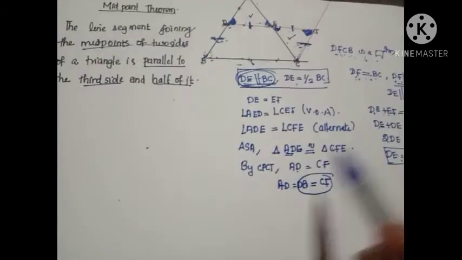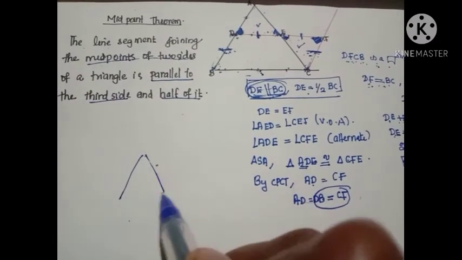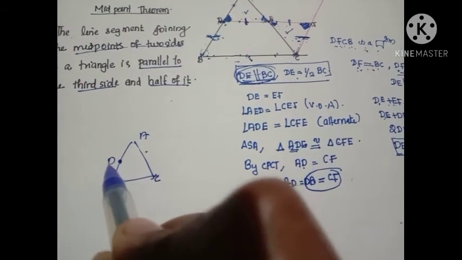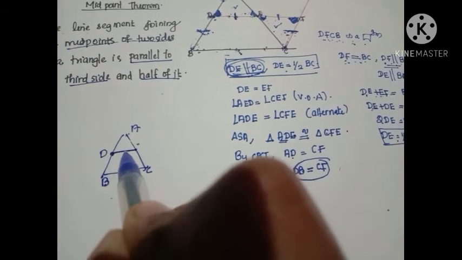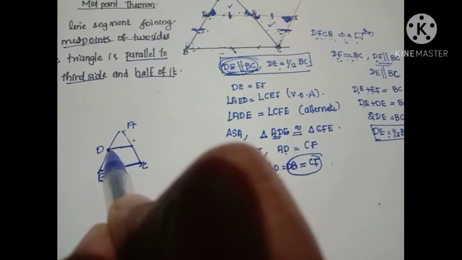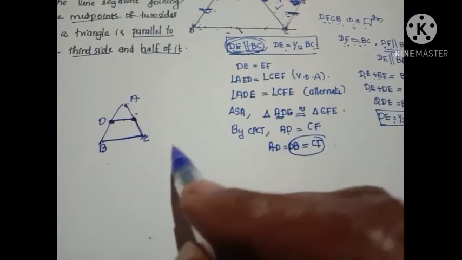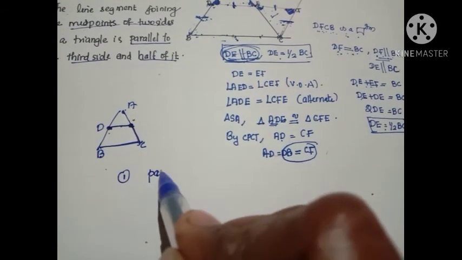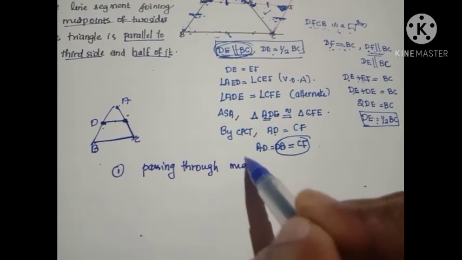Okay, let's see its converse. So converse means suppose we have a triangle ABC and D is the midpoint of AB, and draw a line through this midpoint which is parallel to another side, then definitely this line is passing through the midpoint of the third side. Okay, what does the converse say? One condition is a line passing through a midpoint. That is the first condition.